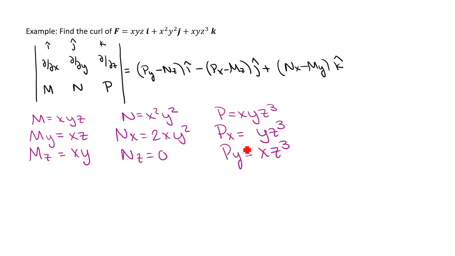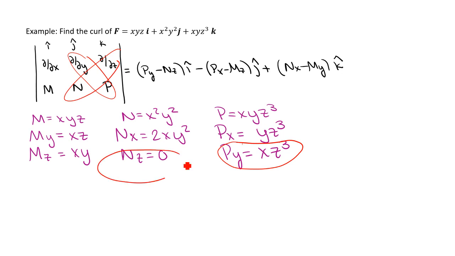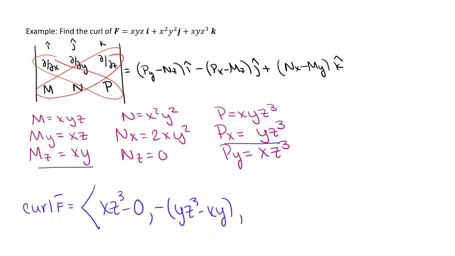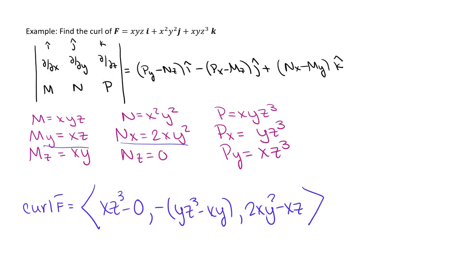And now I just plug things into the formula. So I'm going to take dp dy minus dn dz, and that's going to be my i component. And then for the j component, we're going to do a negative, and it's going to be dp dx minus dm dz, and don't forget to make it negative. And then finally for the z component, we'll take dn dx minus dm dy. And this vector is my solution.